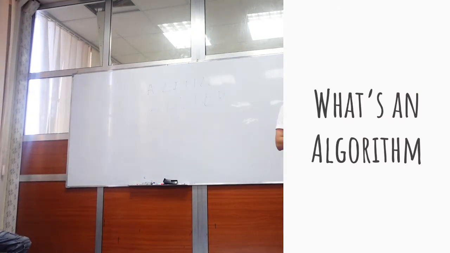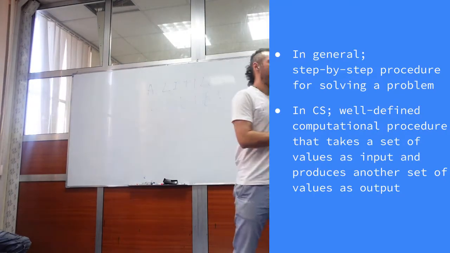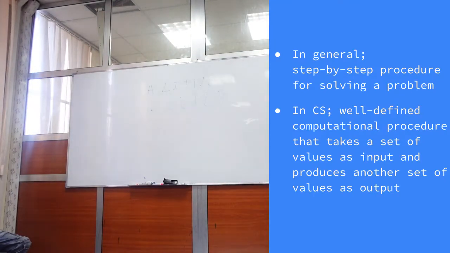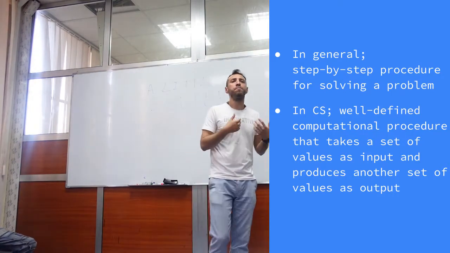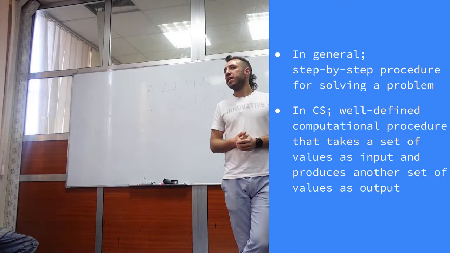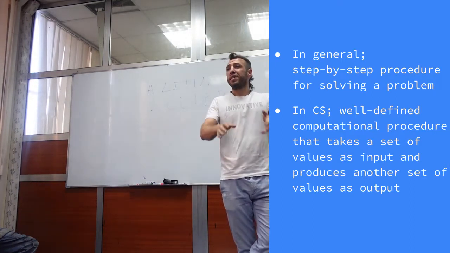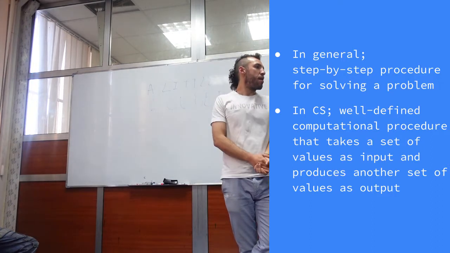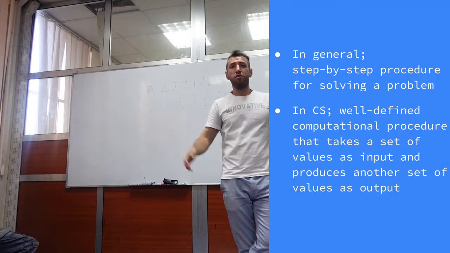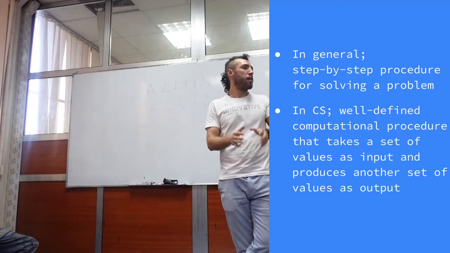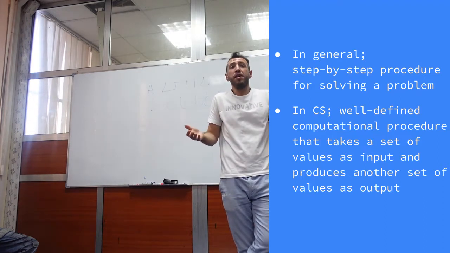What is an algorithm? Like in general, an algorithm. In general, an algorithm is a step-by-step procedure for solving a problem. It doesn't really have to be a computer science problem. For example, cleaning this lab can be a problem, and the step-by-step procedure can be, okay, first go around, collect all the bottles of water, put them in a bag, and leave the lab. This can be an algorithm.